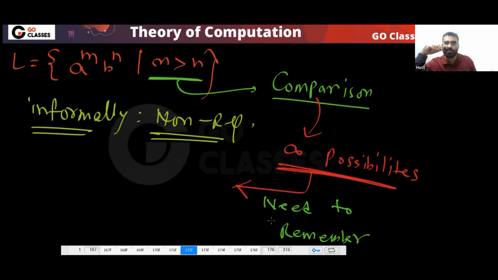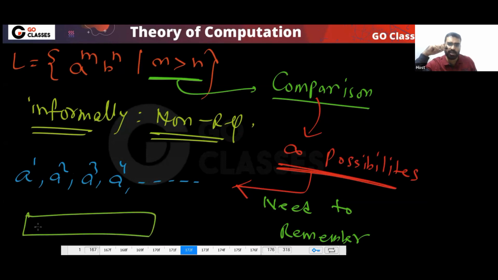Okay, so let's see this. Tell me, what are the infinite possibilities that we need to remember? See, we need to remember these infinite possibilities like a power 1, a power 2, a power 3, a power 4. This exact number, do we need to remember? Just tell me this point. Do we need to remember this exact number?